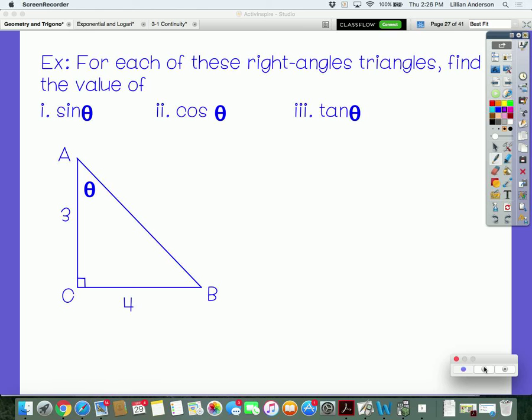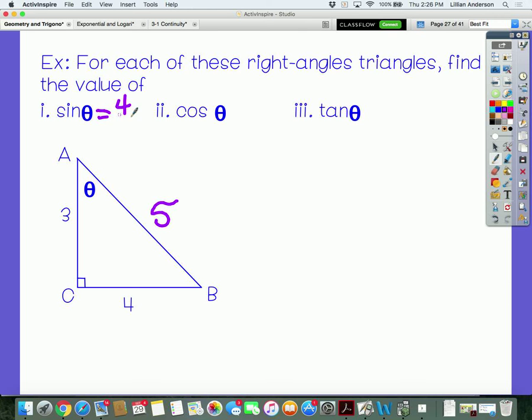Okay, so our hypotenuse is 5, which means the sine of theta would be what? It would be 4 over 5, because 4 is our opposite side, 5 is our hypotenuse, making 3 our adjacent. Cosine. And tangent, 4 over 3. There you go. Using numbers.